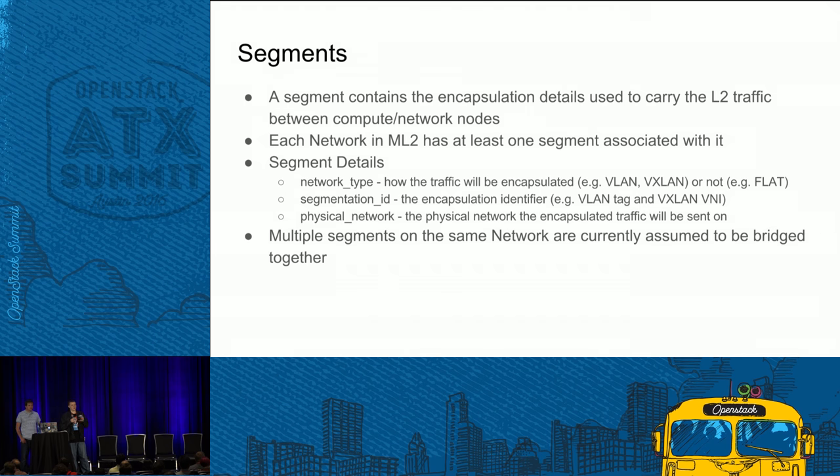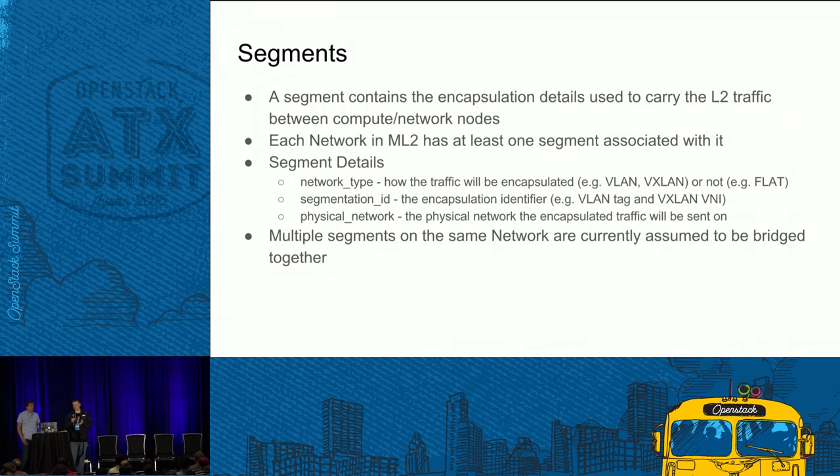So in the VLAN case, this will be the VLAN tag that gets used to tag the traffic, or in the VXLAN case, it'll be the VNID header. And then the physical network is an identifier that defines which interface the agents will ultimately end up using to send the traffic on. So it's supposed to correspond to kind of a layer two network in the operator's network.